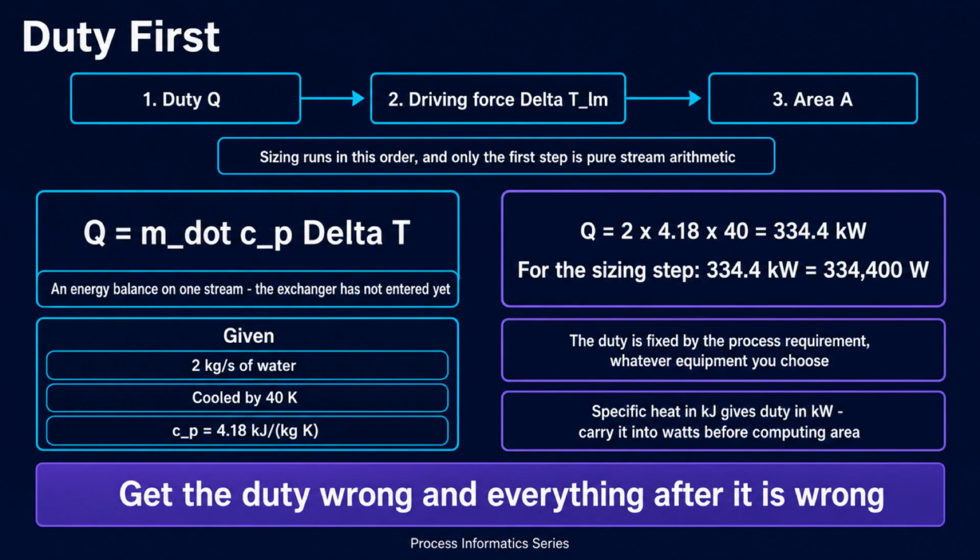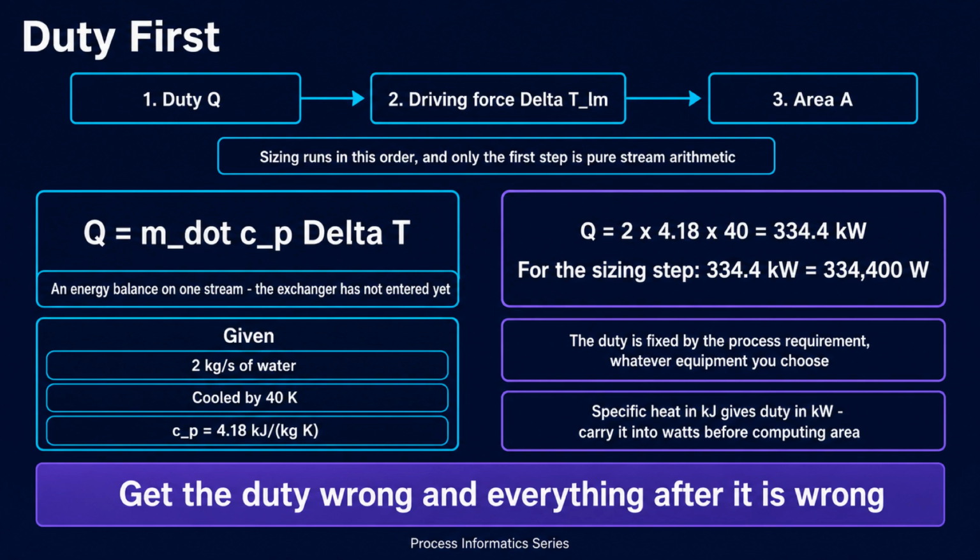Sizing runs in a fixed order: duty first, then driving force, then area. The duty comes from an energy balance on one stream, not from anything about the exchanger. Take 2 kilograms per second of water cooled by 40 Kelvin, with a specific heat of 4.18 kilojoules per kilogram Kelvin. Q equals mass flow times specific heat times temperature change, which is 2 times 4.18 times 40, or 334.4 kilowatts. Notice what that number does and does not contain.